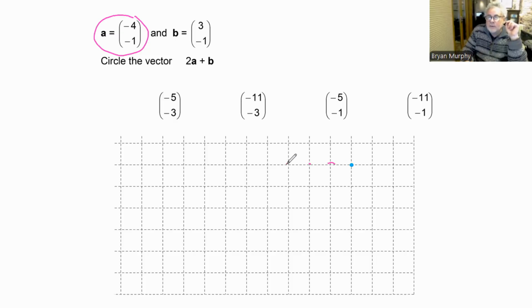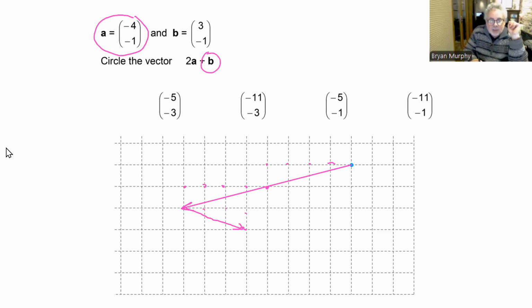1, 2, 3, 4, minus 1. Two of those. 1, 2, 3, 4, minus 1. So there we have the vector 2a, boom, like that. There's my vector 2a. And onto that, we are adding b, which is 3 across, 1 down, 1, 2, 3 across, 1 down, which is there. So there is my b.